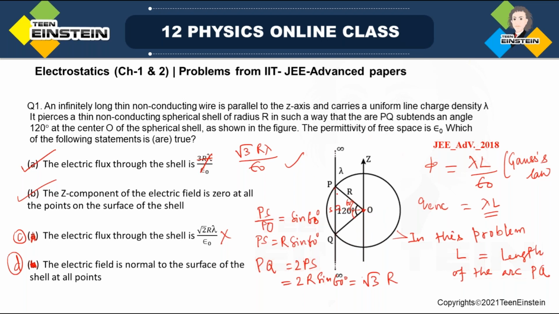But as the spherical cell is not producing any electric field by its own, and the electric field is produced by only this wire of length PQ arc, then electric field may be perpendicular at some points of the surface, but not at all the points on the surface. So that's why it is wrong. So these two options were wrong. First two options were correct. All right, we'll move on to the next problem.